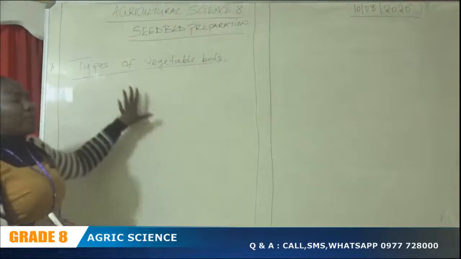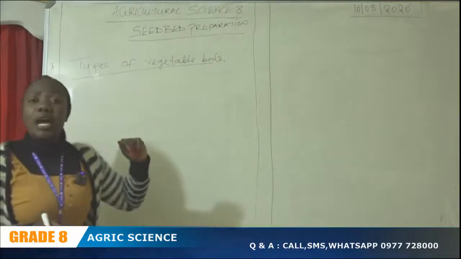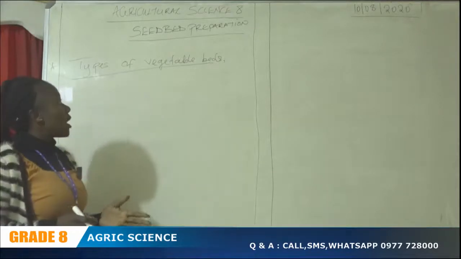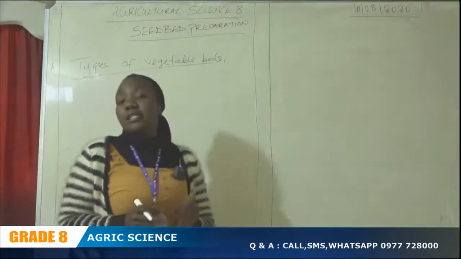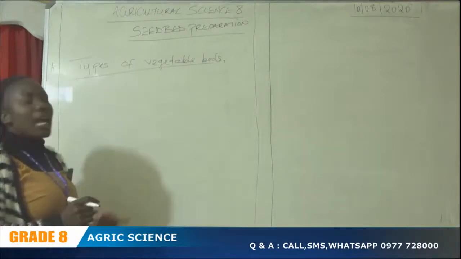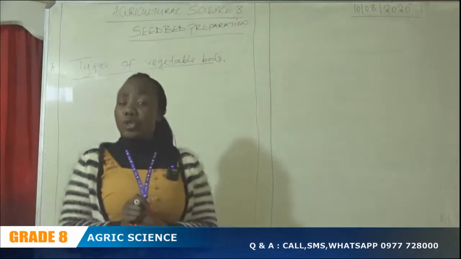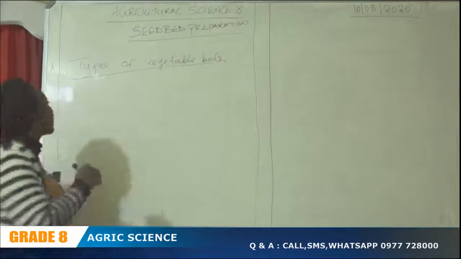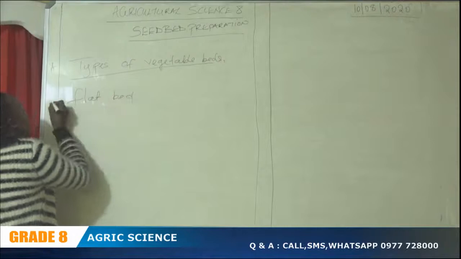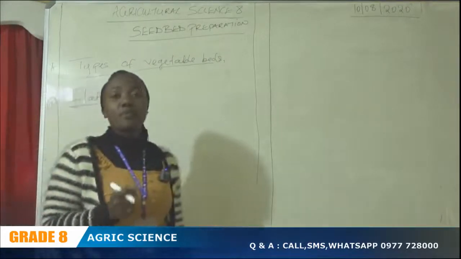Okay, so before you make vegetable beds, last week we learned that factors that you consider before we make these vegetable beds, and those factors were the garden should be fenced, the soil should be fertile. Okay, so how many types of vegetable beds do you know? Okay, so the first type is a flat bed.